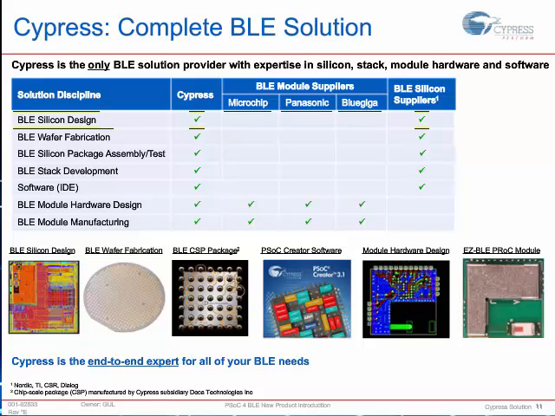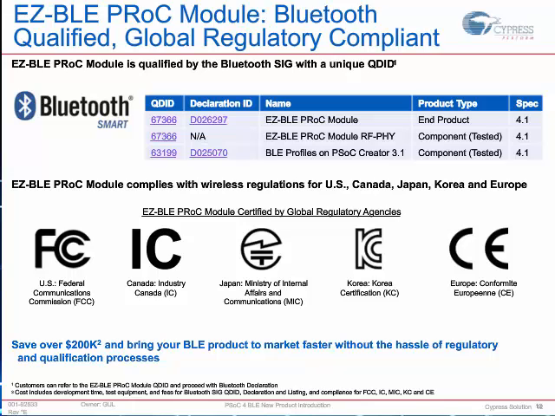With the module, this is just a slide that tells you what qualifications and certifications our module offers. There are two aspects you need to worry about. One is that your end product has to be qualified by the Bluetooth SIG, or Bluetooth Special Interest Group, which gives you a stamp of approval saying, yes, your product meets all the spec requirements to be called a Bluetooth Smart product. Our module and our silicon are pre-qualified by the Bluetooth SIG. You don't have to go back through the qualification process. You can simply refer to Cypress's qualification ID when using our module or our chips, and you save all of that time, money, and effort.